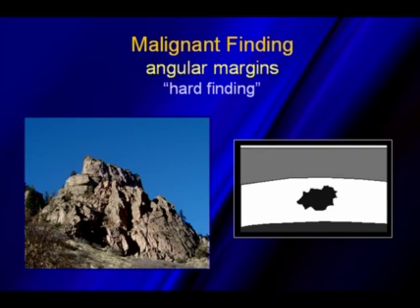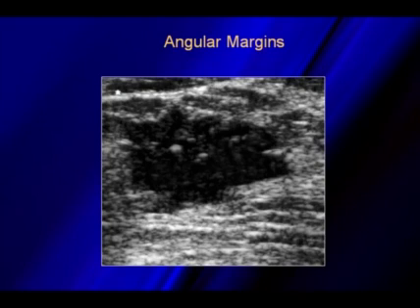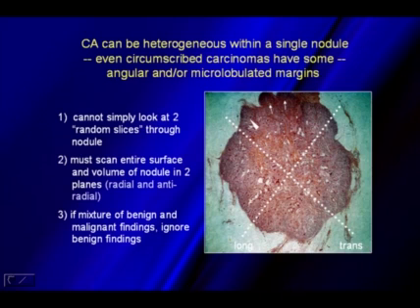Now, the next finding we're going to talk about are angular margins. Angular margins are a hard finding. So if we see this, we typically are dealing with an invasive carcinoma. You can see this lesion here, all the multiple angular margins that we're able to demonstrate. Also notice that this lesion is markedly hypoechoic compared to the fat. There are some areas of calcification with it. There's enhanced through transmission behind it. So most malignant lesions have multiple features that we will be able to see in evaluating them.